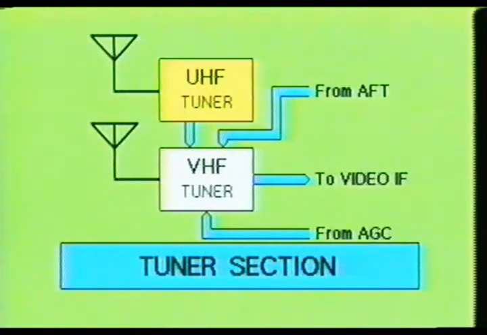The UHF tuner is the ultra-high frequency tuning device in the color TV receiver. It is designed to receive channels 14 to 69 from the television broadcast bandwidth. The VHF tuner is the very high-frequency tuning device in the color TV receiver. It is designed to receive channels 2 to 13 from the television broadcast bandwidth.